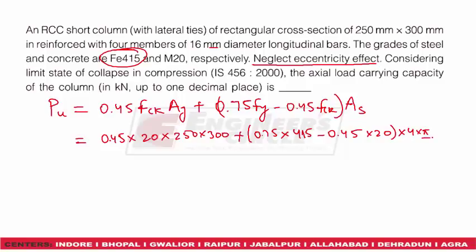So 4 into pi by 4 into 16 square. So it comes out to be 0.45 into 20 into 250 into 300 plus 0.75 into 415 minus 0.45 into 20 into pi into 16 square. So it comes out to be 918.08 kilonewton. So up to one decimal place, the answer will be 918.1. This will be our answer.